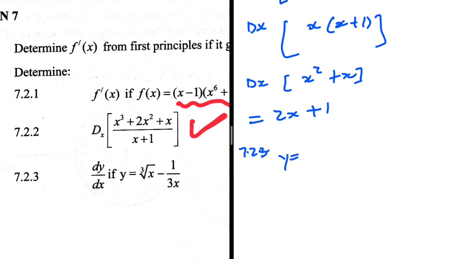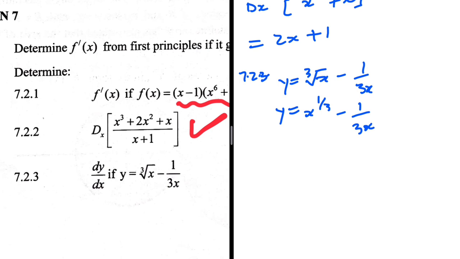7.2.3, y is equal to the cube root of x, minus 1 over 3x. So we want to rewrite this in the following way: y is equal to x to the 1 over 3, minus 1 divided by 3x. Let's take that x from the denominator to the numerator. Y will be equal to x to the 1 over 3, minus 1 over 3 x to the minus 1. When it was on the denominator, it was x to the power 1. If we take it up to the numerator, we just need to change the sign from x to the power 1 to x to the minus 1.